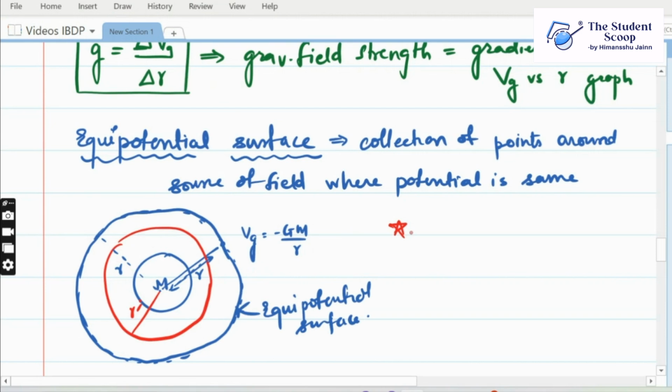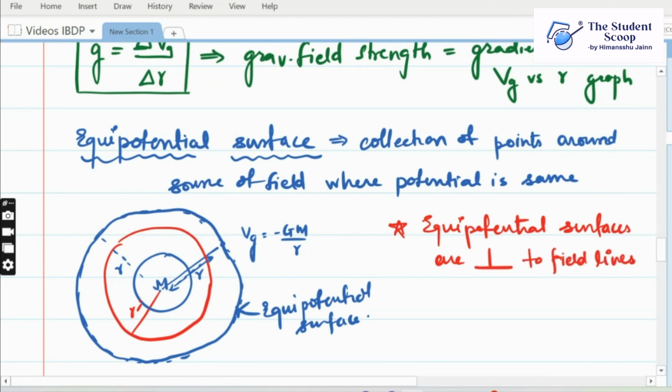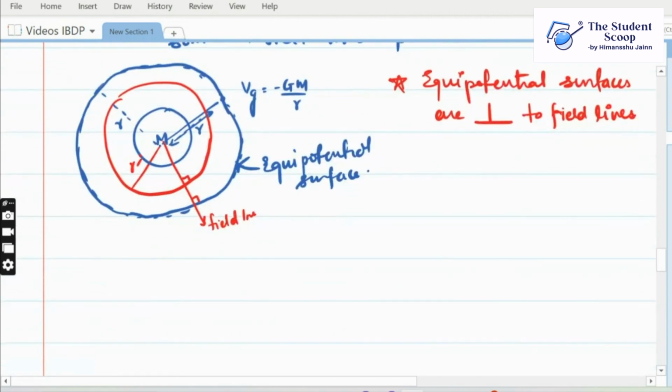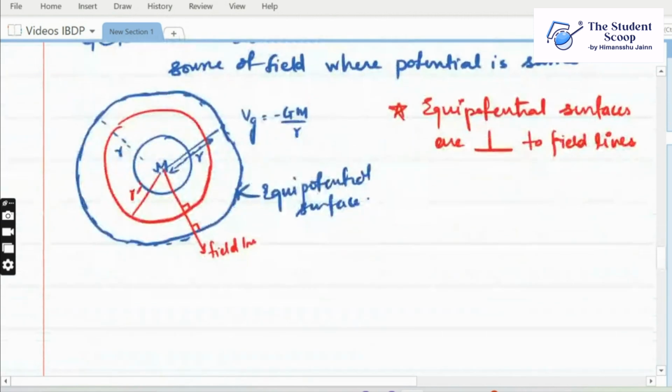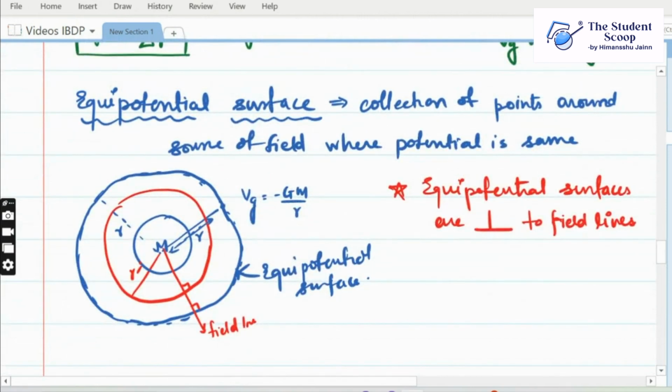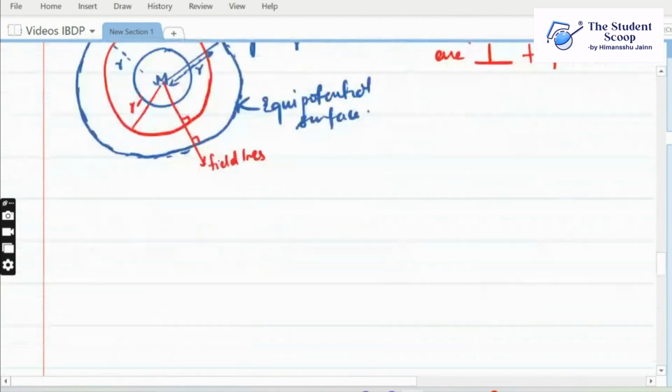Now one unique thing that we need to remember about equipotential surfaces is that they are perpendicular to the field lines. So if the field line is going like this, then the surface will be perpendicular to the field line. This is something that we need to always remember. Gravitational field strength is usually calculated, and we can draw the direction of the gravitational field using field lines, but we can also calculate gravitational potential, and we can calculate and draw equipotential surfaces.